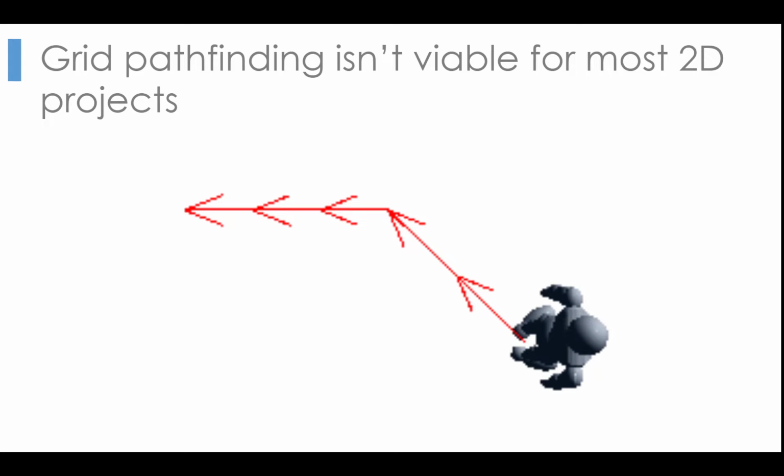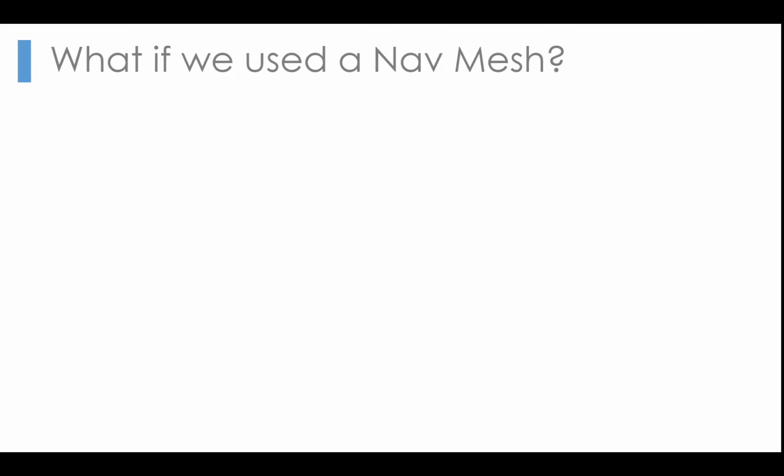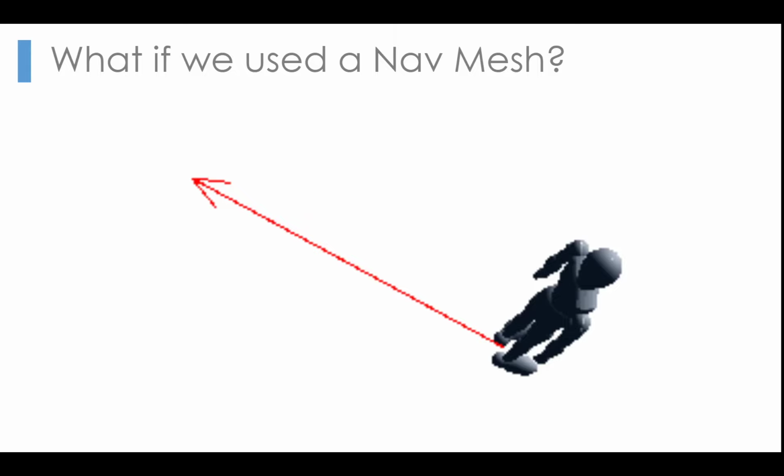So, rather than trying to make everything into a grid and smooth out all the paths that we made, we figured, what if we just use a nav mesh instead? We could use that on more varied architecture, and we could draw lines much cleaner and more optimally between point A and point B.